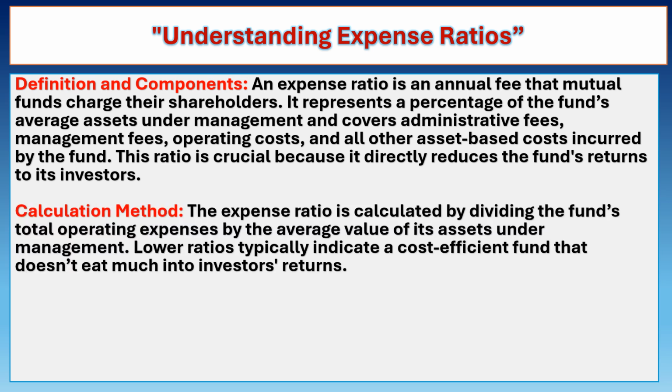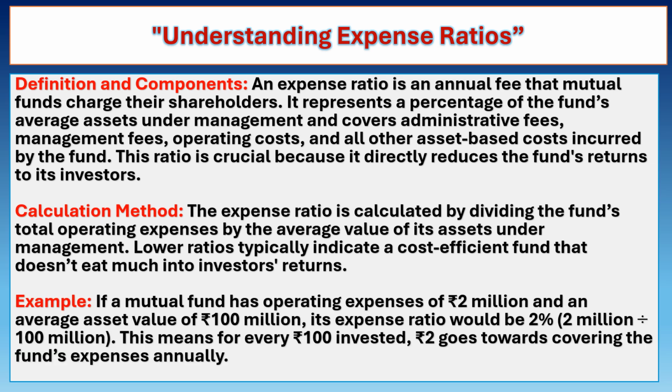Calculation method. The expense ratio is calculated by dividing the fund's total operating expenses by the average value of its assets under management. Lower ratios typically indicate a cost-efficient fund that does not eat much into investors' returns. For example, if a mutual fund has an operating expense of 2 million and an average asset value of 100 million, its expense ratio would be 2%, that is 2 million divided by 100 million. This means for every 100 invested, 2 goes towards covering the fund's expenses annually.